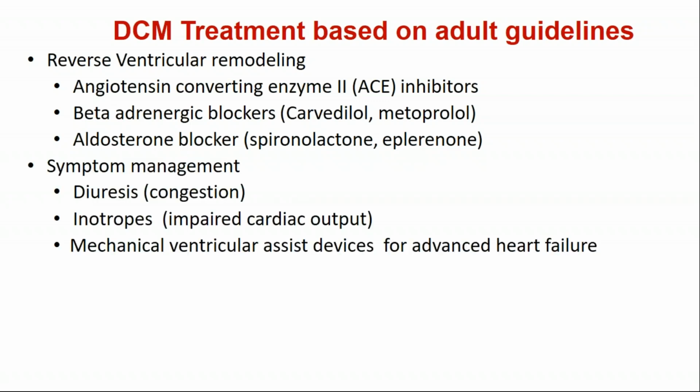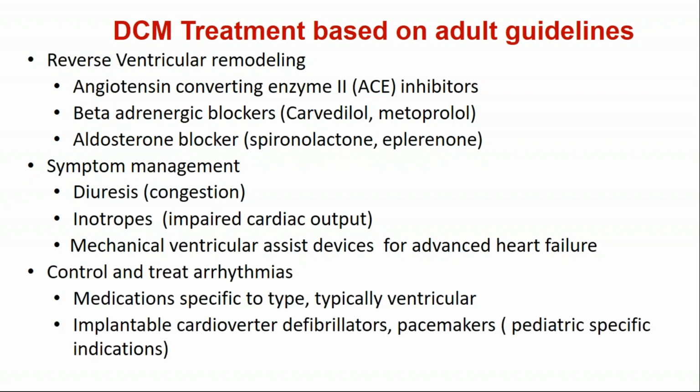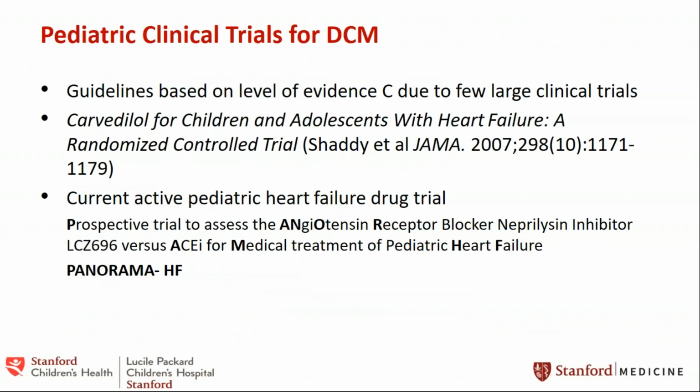Of course, we manage symptoms, trying to relieve congestion when the body is holding on to all this extra fluid, and that's called diuresis. Lasix and Diuril are very common forms of diuretics that are used in adults and kids the same way. And then, of course, IV medications that we call inotropes to really help support the circulation. And when that's not enough, there's a whole new field of mechanical assist devices for advanced heart failure, which we will not cover in this talk. Another aspect of cardiomyopathies is controlling rhythm problems. And again, there are many different medications to do that and also some devices.